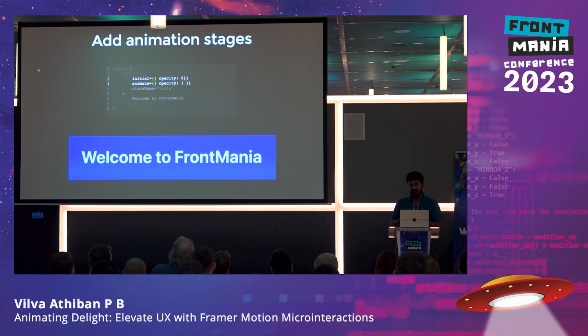It just flicks. Why is it flicking? Because I did not tell Framer how to animate it. I just said start with 0 opacity and finish it in opacity 1. And that's why there's a flicker.